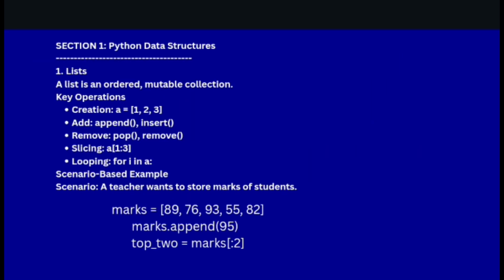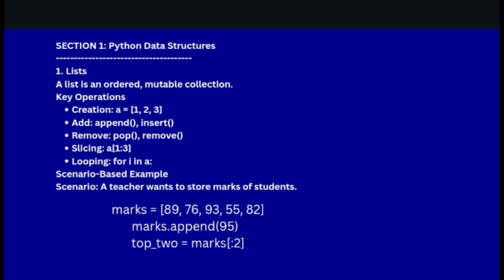Now let us see what is a list. A list is nothing but an ordered, mutable, meaning changeable, collection. The key operations are: we can create a list, a = [1, 2, 3], and we can add to it by using the append or insert function. We can remove some values using pop or remove, and we can slice, like a[1:3], whichever values you need, by using slicing. Then we can loop with a for loop and an if condition.